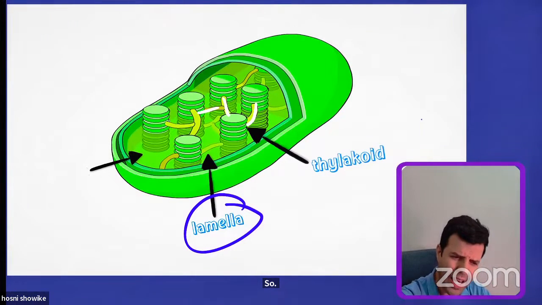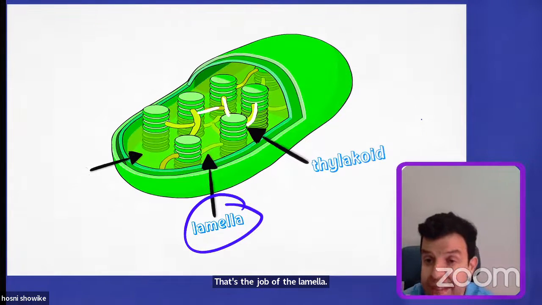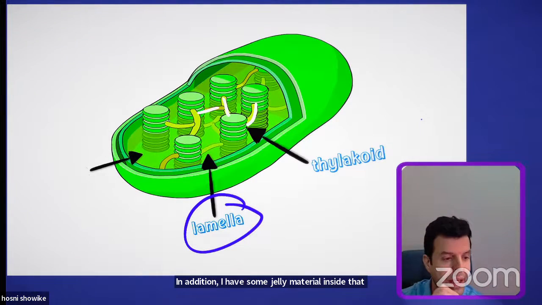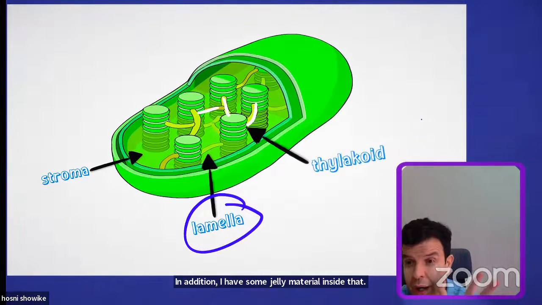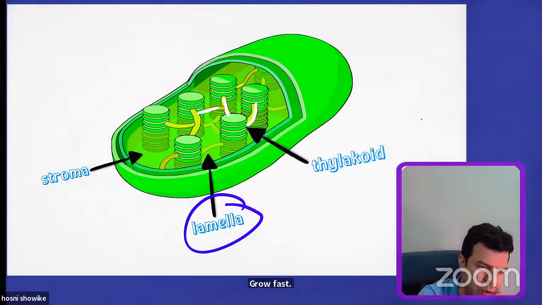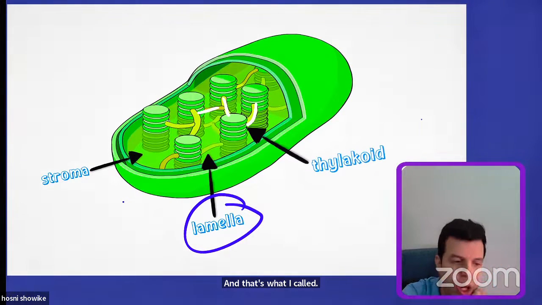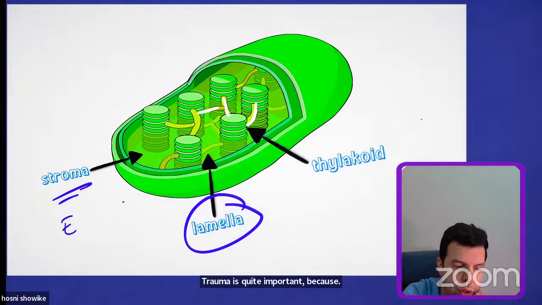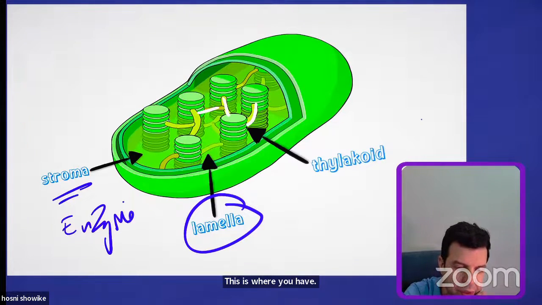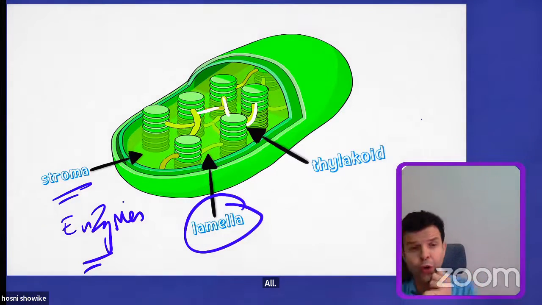In addition, I have some jelly material inside that chloroplast, and that's what I call the stroma. Stroma is quite important because this is where you have all the enzymes required for photosynthesis.